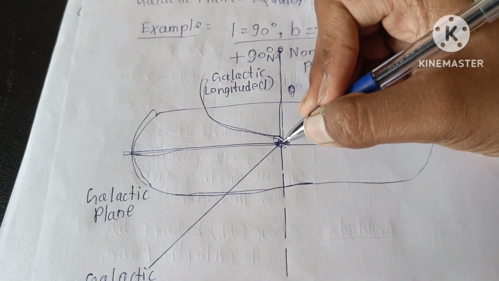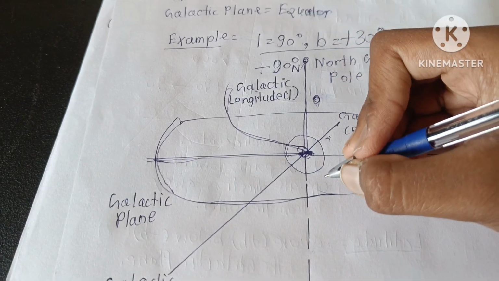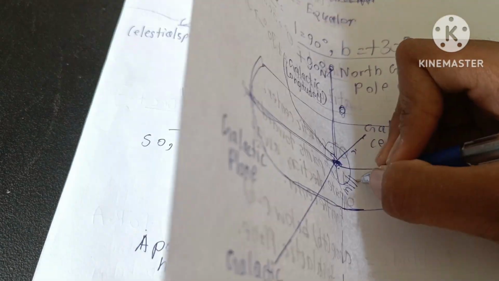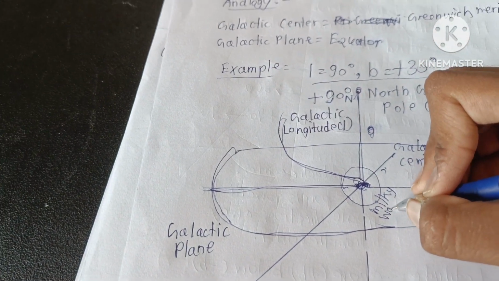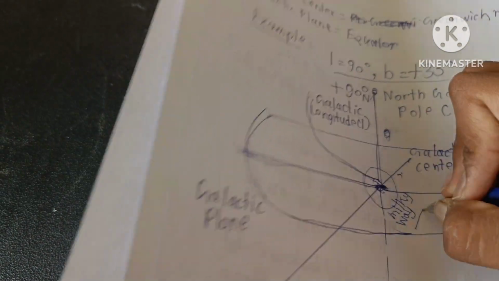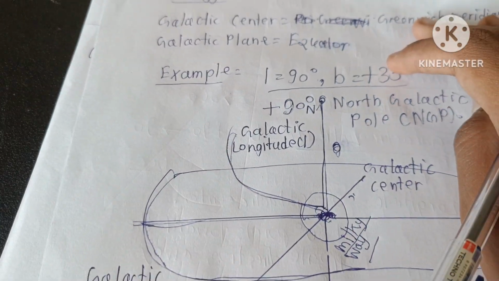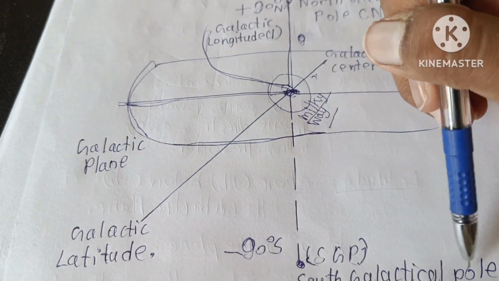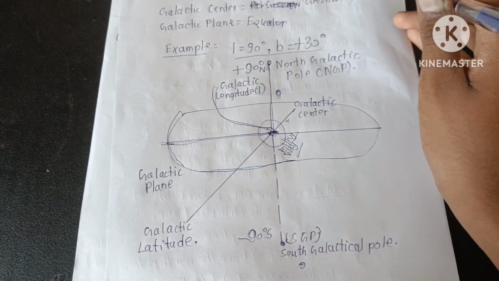Here we have the Milky Way galaxy at the center. The galactic center is here, and the galactic plane is the equator. This is the south galactic pole. Now it should be getting clear.